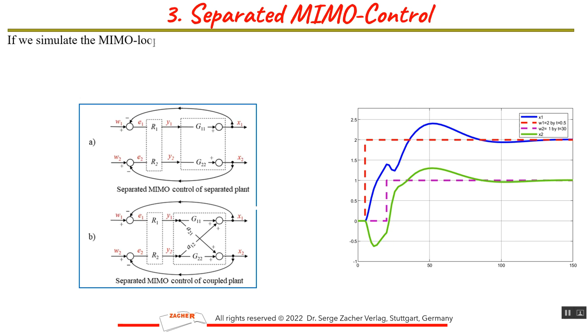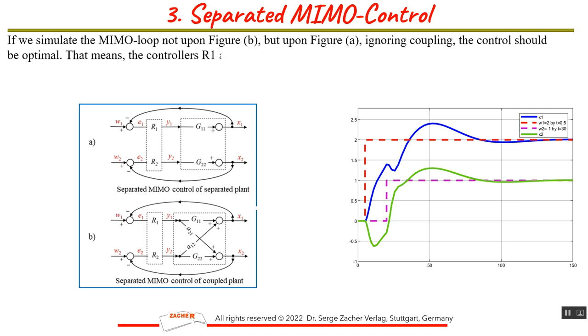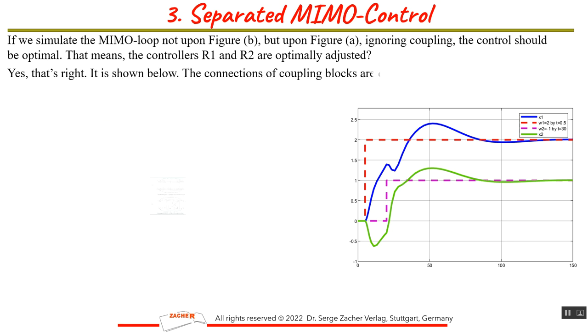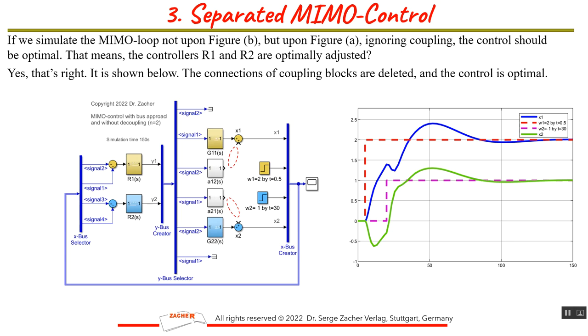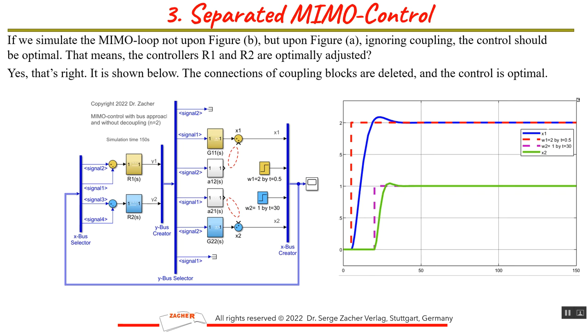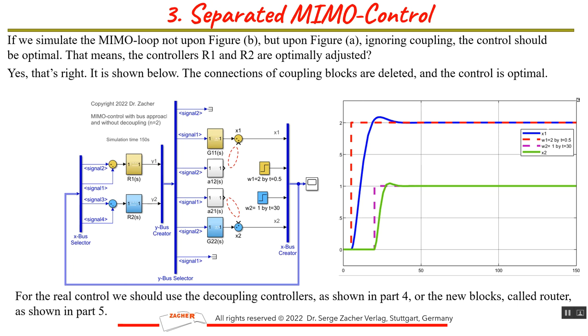If we simulate the MIMO loop not upon figure B, but upon figure A, ignoring real coupling, the control should be optimal. That means the controllers R1 and R2 are optimally adjusted. Yes, that's right, it is shown below. The connections of coupling blocks are deleted, and the control is optimal. But for the real control we should use the decoupling controllers, as shown in Part 4, or the new blocks called router, as shown in Part 5.